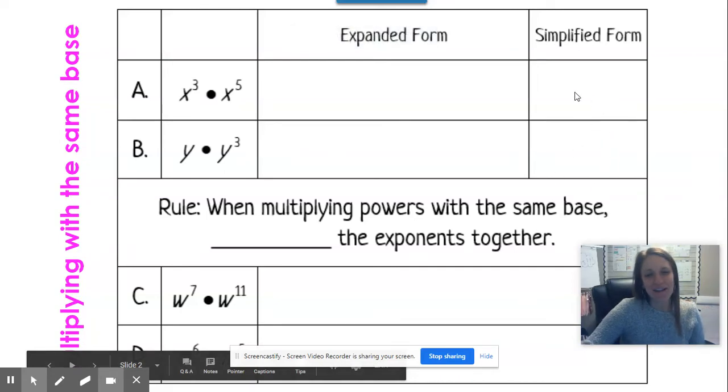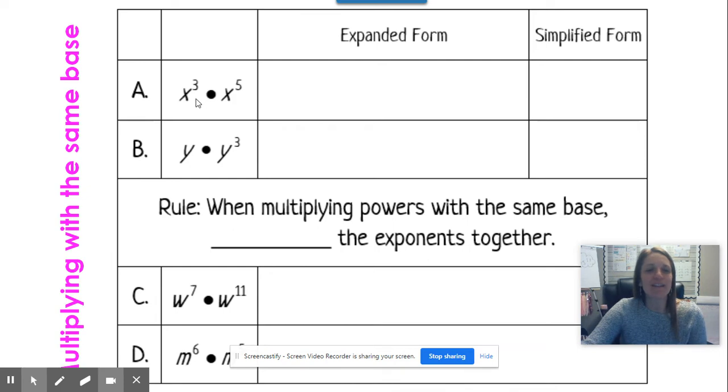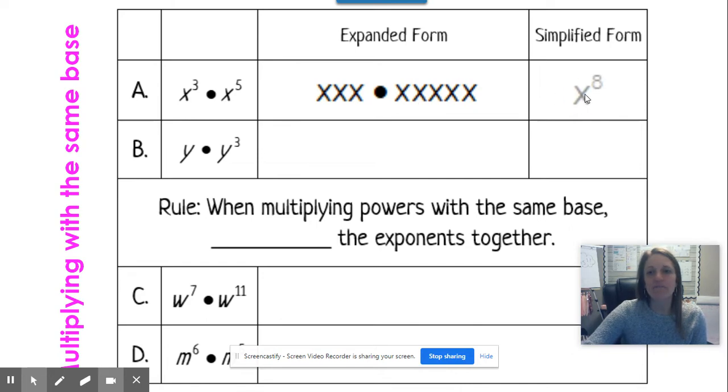We're going to start talking about exponents that have the same base being multiplied together. We have two terms here in the first example, and we want to simplify it to one term. So let's look at what that means. We have x to the third power, we have x to the fifth power. If we were to write that out in expanded form, we would have 3 x's and 5 x's. So altogether, we have x to the eighth.